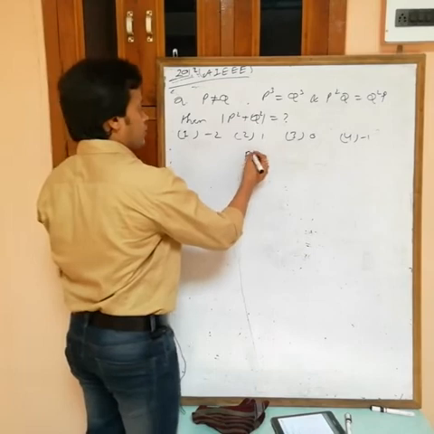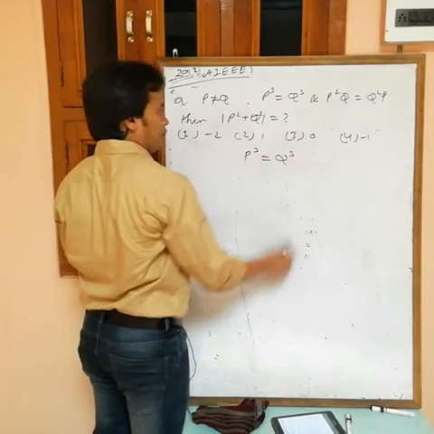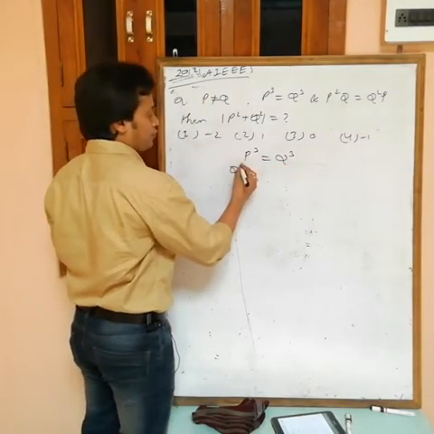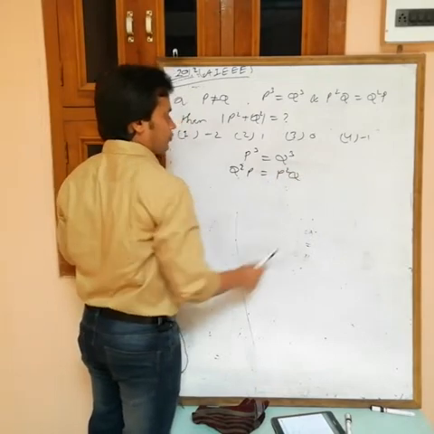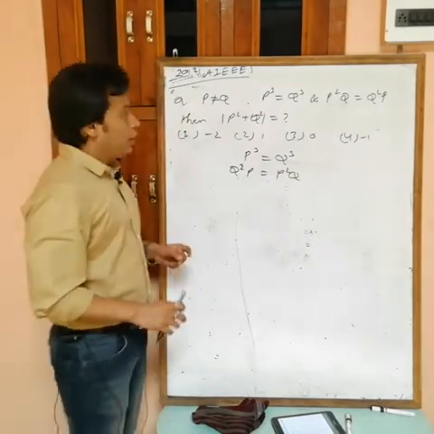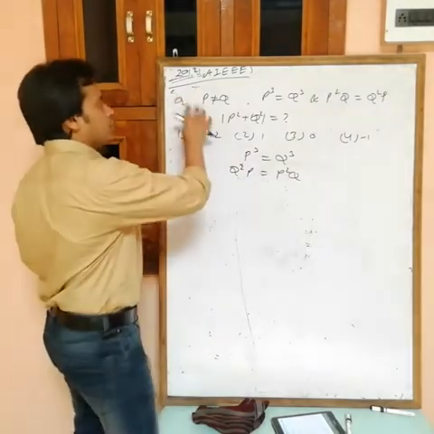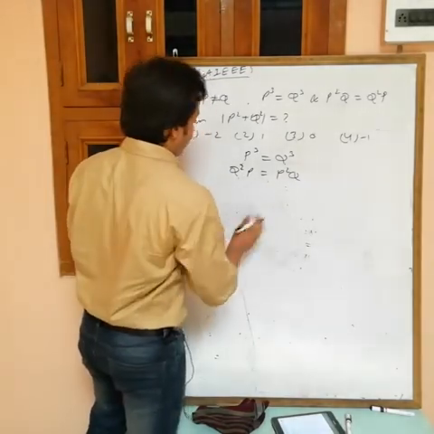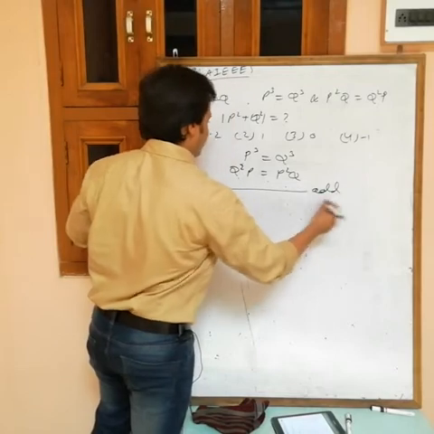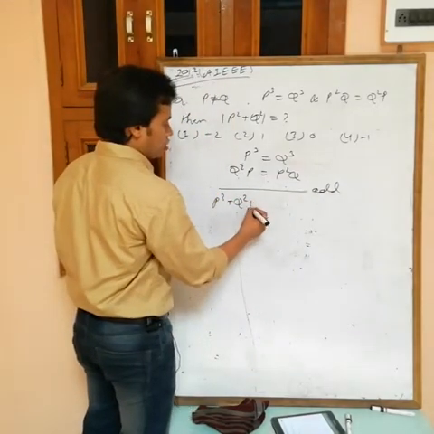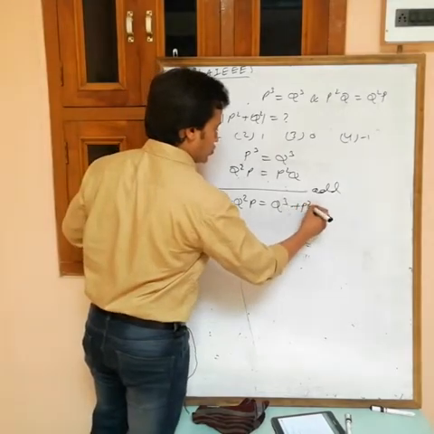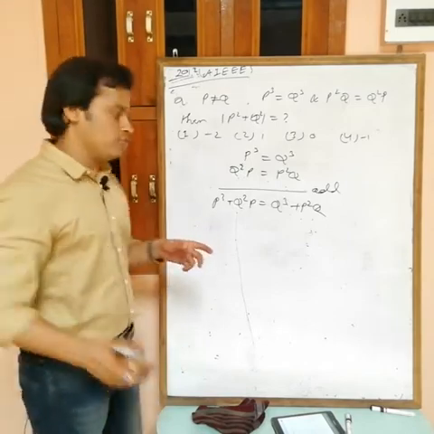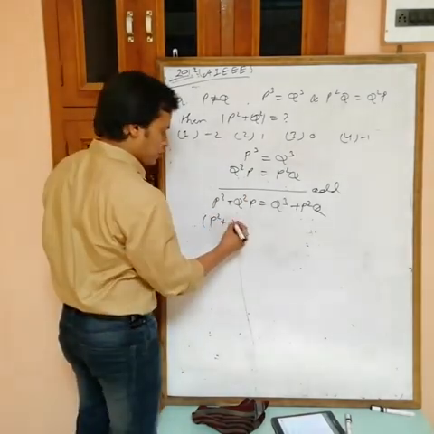Now see, it is given that P cube equals to Q cube, and I can write this one first, Q square P equals to P square Q. Here we want determinant of P square plus Q square, and it is given that P is not equals to Q. Now if you add them, we get P cube plus Q square P equals to Q cube plus P square Q. Why am I adding? Because now I can convert this in terms of P square plus Q square. Take common P, then we get P square plus Q square.